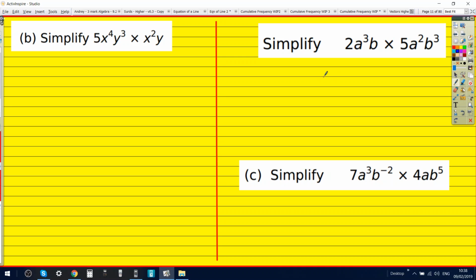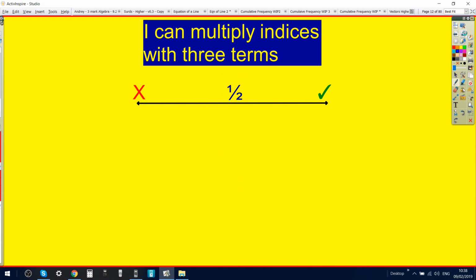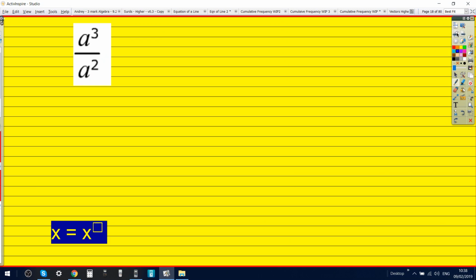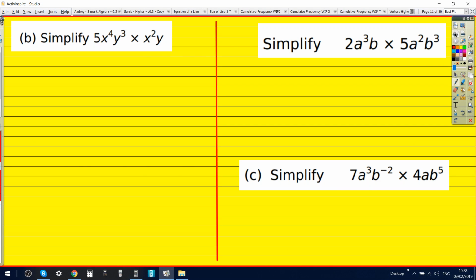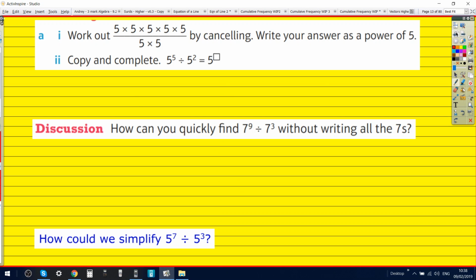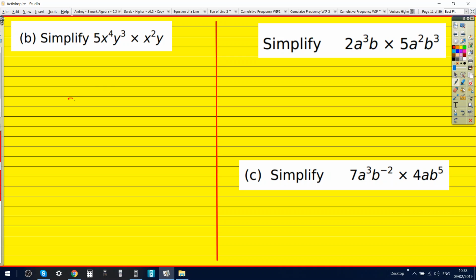Let's try top right. Or hold on, I put it in the wrong place. What would you get here? I really need to swap those around. If you just have something by itself, like x, that is the same as x to the power of what? Is it x to the power of 1? Yeah. Okay, so top right. Would it be 10a to the power of 5 and b to the power of 4? Yes, well done. And bottom one.